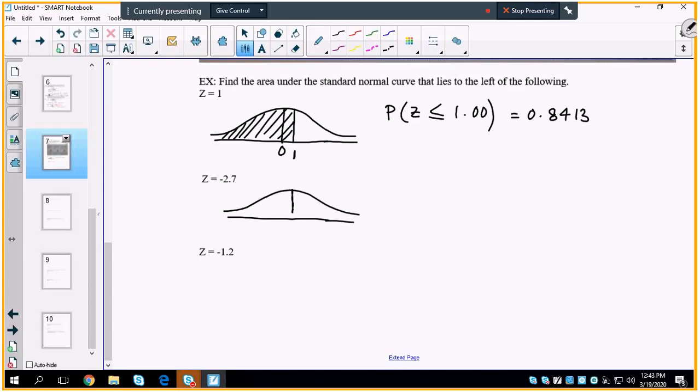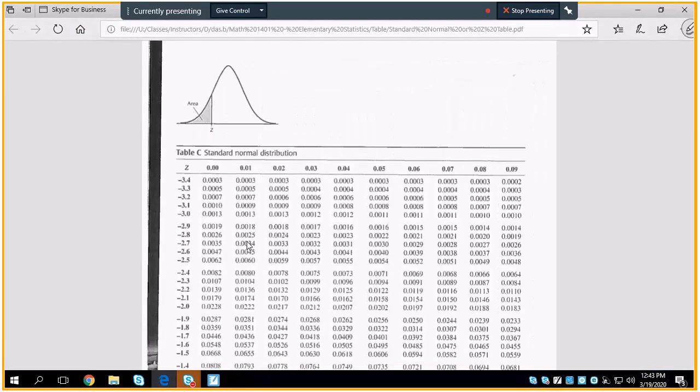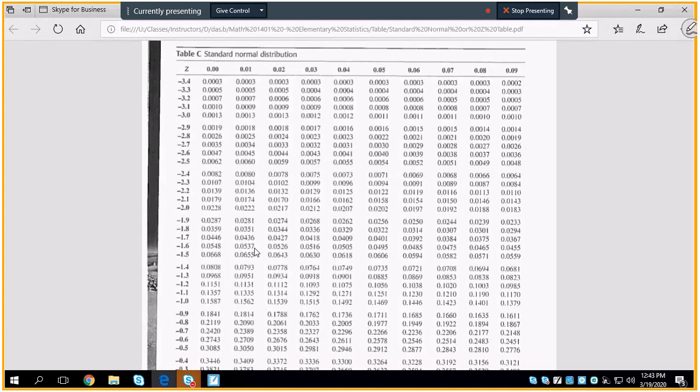The next one is to the left of negative 2.7. Mean is 0. Identify negative 2.7, that should be on the left of 0, and you want the left of this. So you want the probability of z less than or equal to negative 2.70. Find the row negative 2.7 and the column 0.00 on the negative side of the table. Row is negative 2.7, column is 0.00. So that's 0.0035. Answers my question.